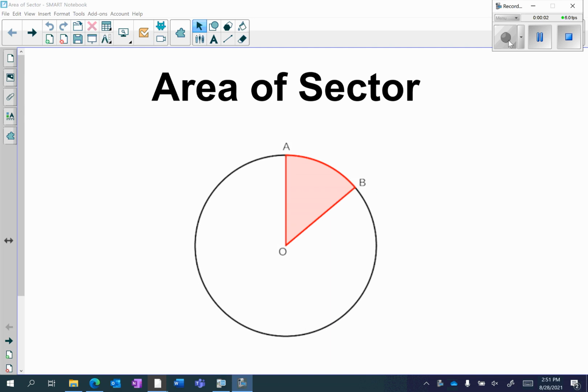Hi everyone, in today's video we are going to be discussing how to find the area of a sector and arc length. Notice in this diagram we're going to find the area of a sector, which is represented by the red portion of the circle.